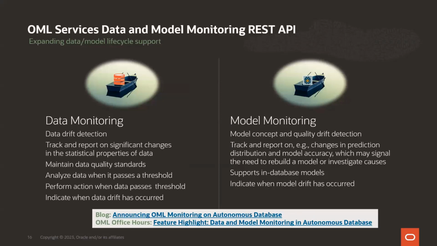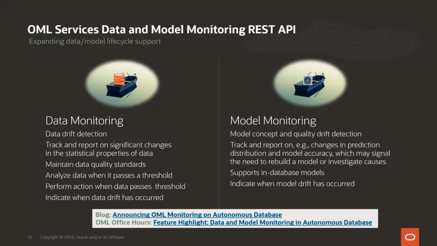The next new feature we'll cover is OML Services Data and Model Monitoring, which expands support for the data and model lifecycle and MLOps. There are several aspects to monitoring. Data drift involves identifying when the statistical properties, like distinct values or mean and variance, change significantly. And this helps to maintain data quality standards separate from or in conjunction with machine learning. Model drift involves identifying when the user-specified model metric, like accuracy or R-squared, significantly changes, or the distribution of predicted values deviates too much from the initial values, and this may signal the need to rebuild your model.